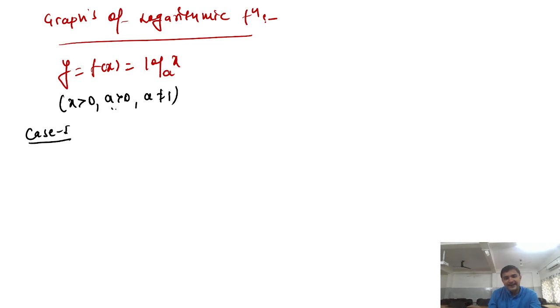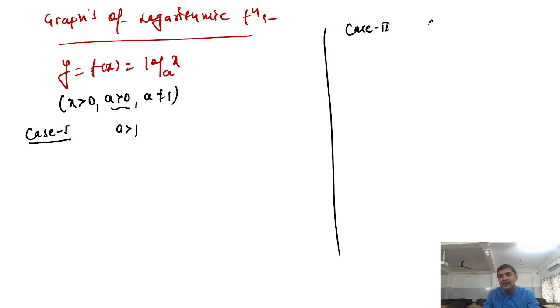Right? Sir, base is greater than 0. So I'm taking two cases. First case is a greater than 1, and second case is where a is between 0 and 1, right? So these are the two cases I'm taking to draw the graph of logarithm. Let's say we have y equal to log x, right?